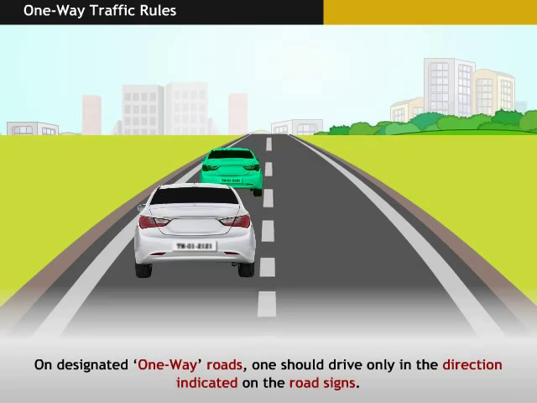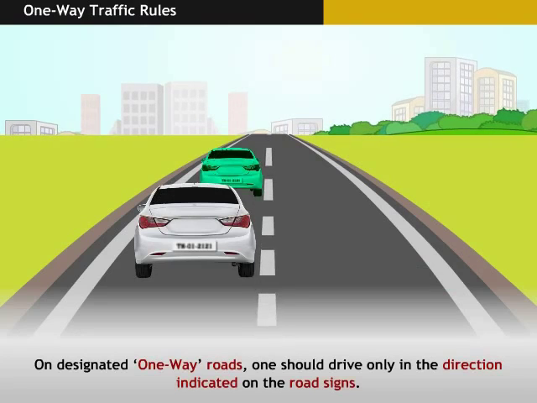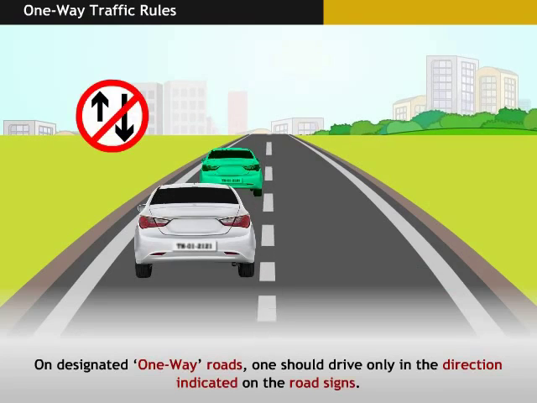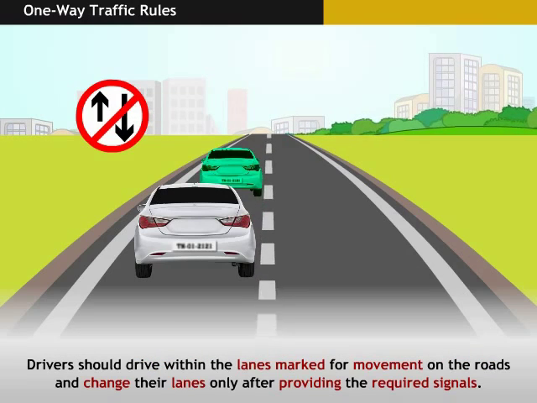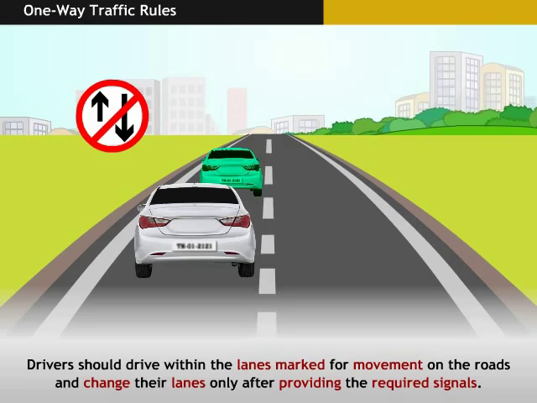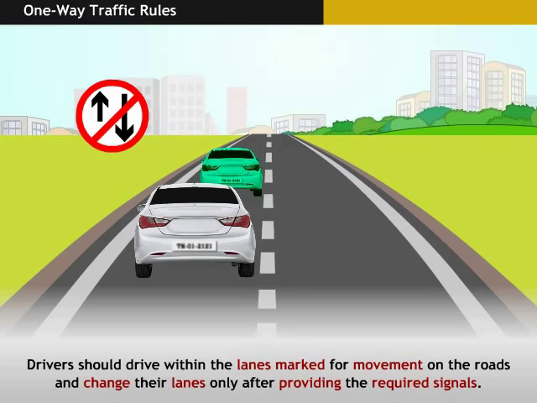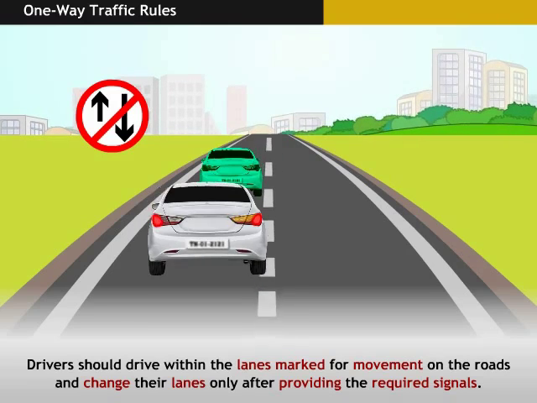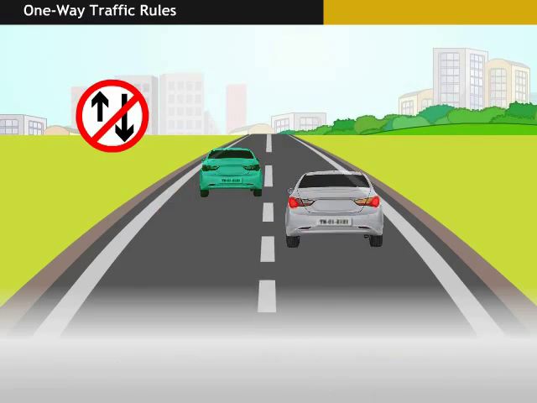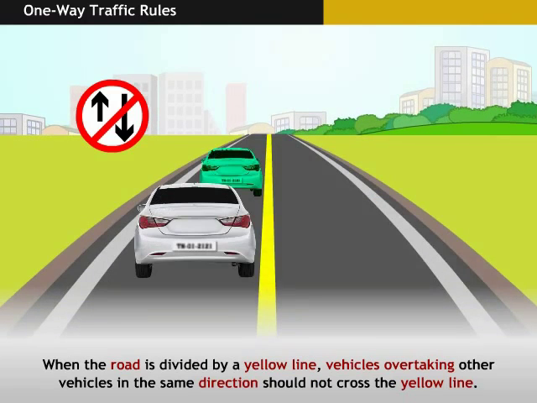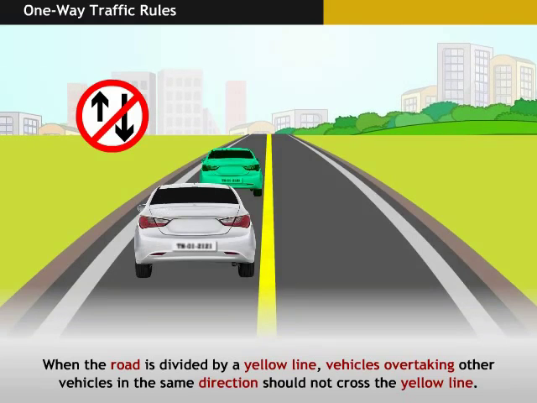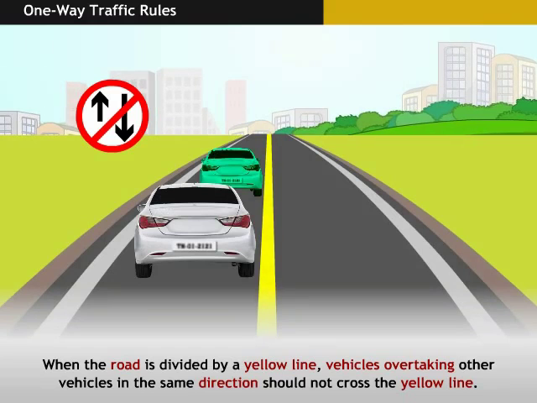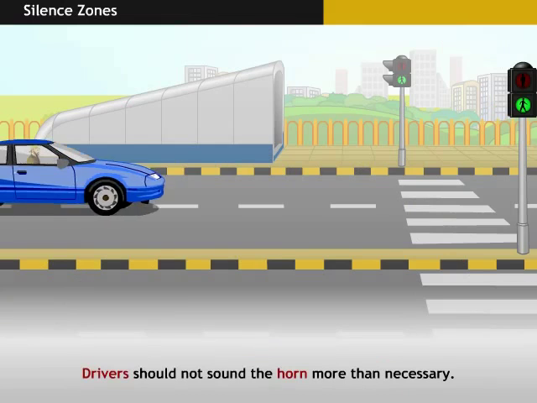On designated one-way roads, one should drive only in the direction indicated on the road signs. Drivers should drive within the lanes marked for movement on the roads and change their lanes only after providing the required signals. When the road is divided by a yellow line, vehicles overtaking other vehicles in the same direction should not cross the yellow line.